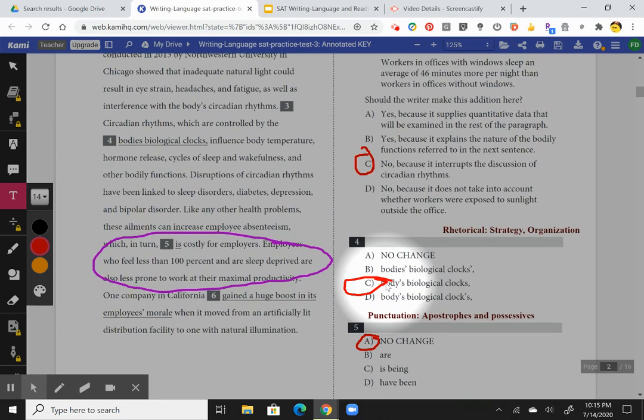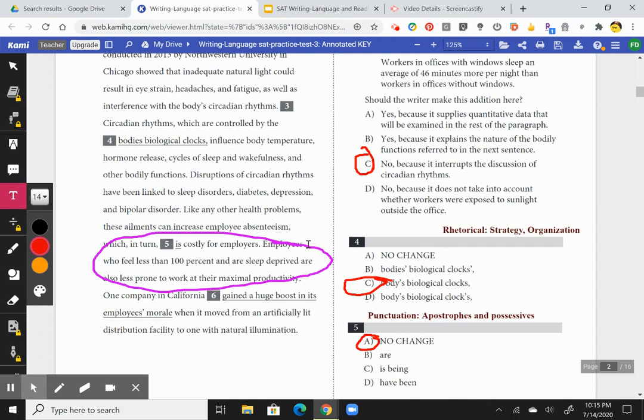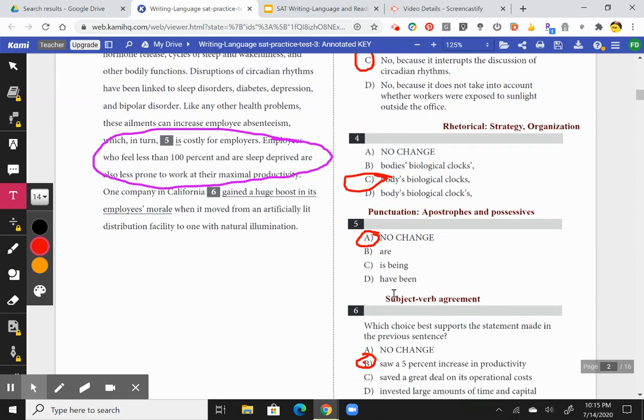And then we're looking at number 4. Excuse me, let's move on to number 4. The body's biological clocks. This is clearly a punctuation type of question. As you look at the different choices, it's controlled by the body, referring to one human body. So body's biological clocks, apostrophe S. C would be the correct answer.